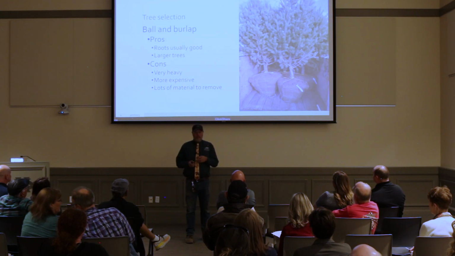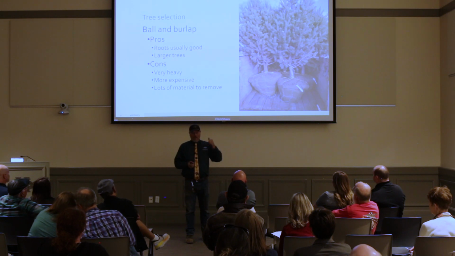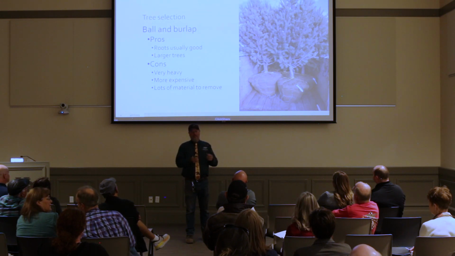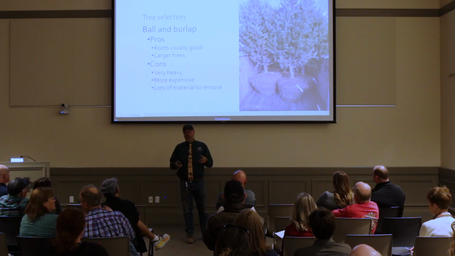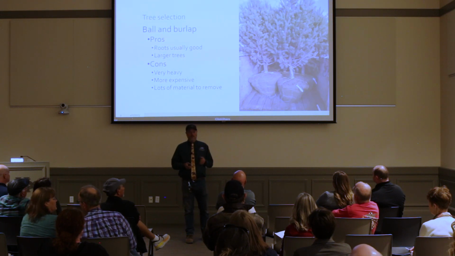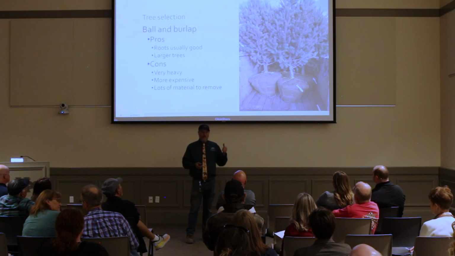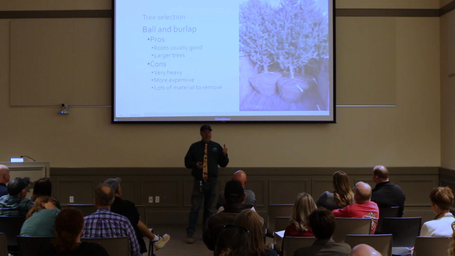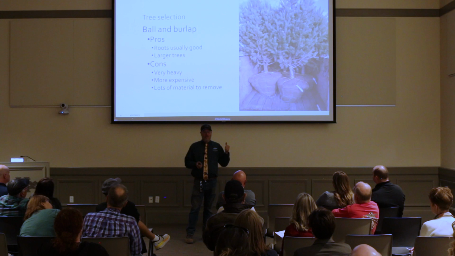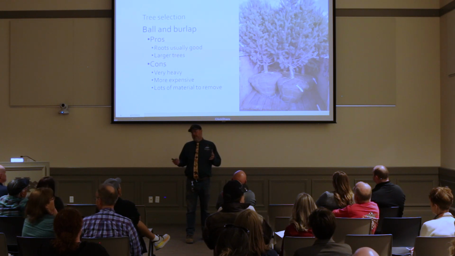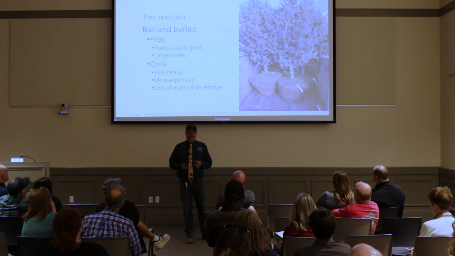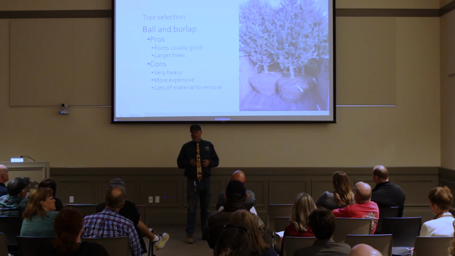And I found it's really difficult to get the burlap off without tearing off the wire cage and without tearing apart the root ball. So if those root balls fall apart, it can be really hard for those trees to establish. So you almost have to have equipment to plant ball and burlap. Typically, they're going to be 200 or 300 pounds apiece. So you can do it by hand. I've done it by hand. I prefer not to.